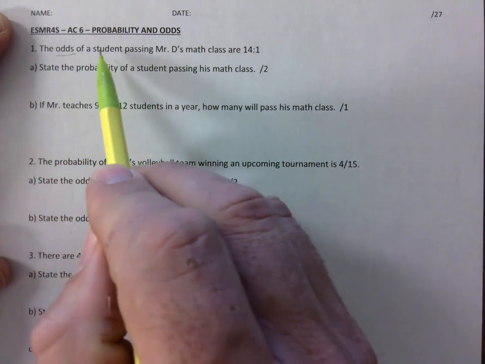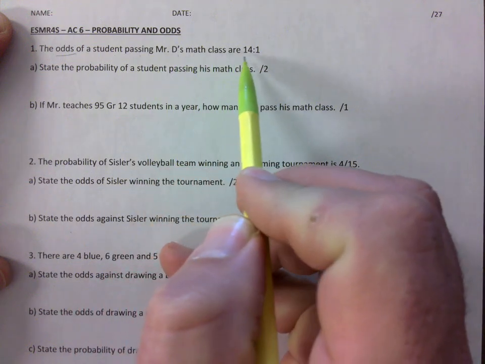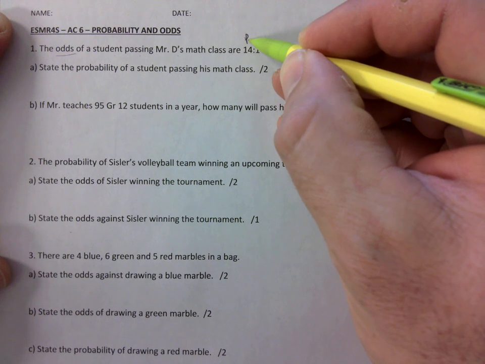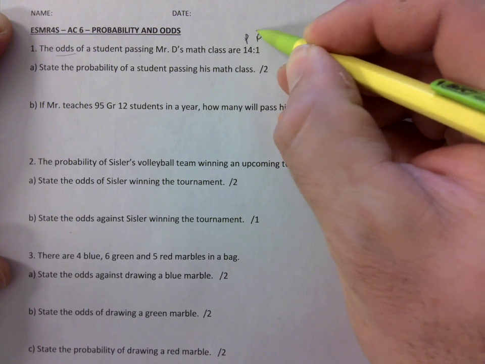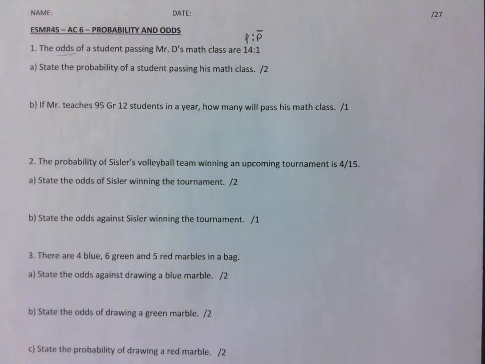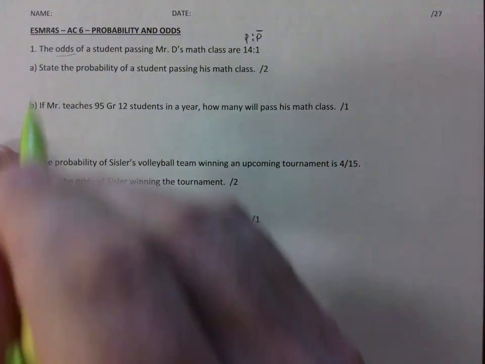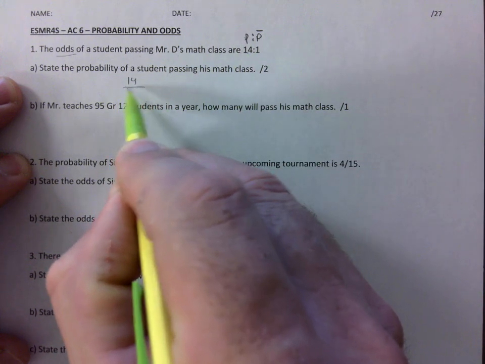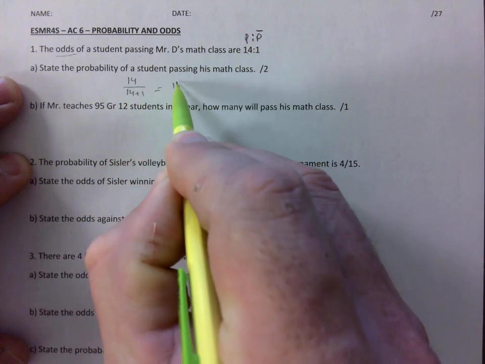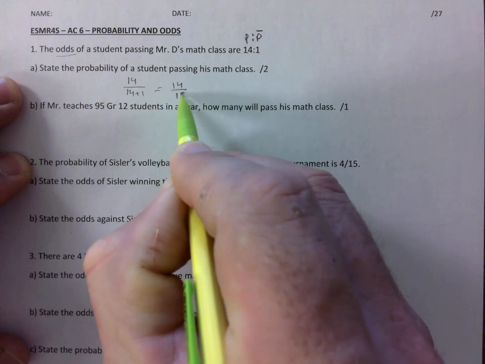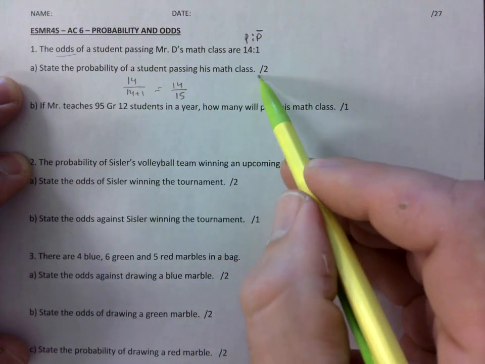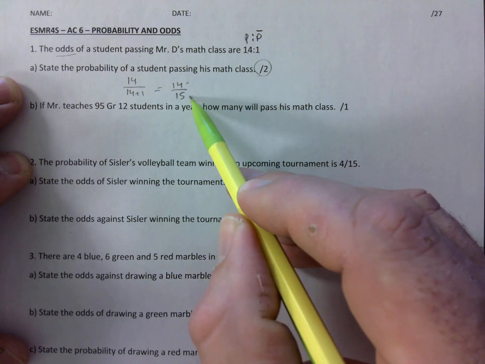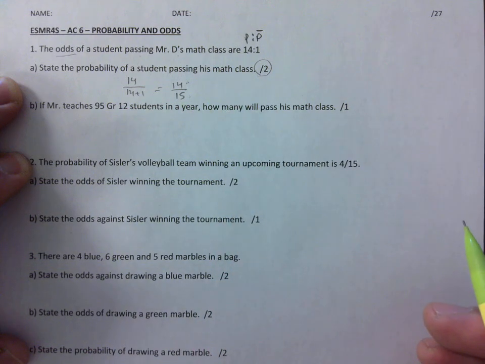So the odds of a student passing Mr. D's class are 14 to 1. The way it's written, that tells it that this represents the instances of passing. Therefore, this is not passing, right? Just the way it's written. State the probability of a student passing. So you would go 14 over 14 plus 1. So it's 14 over 15. The reason I'm going to give you 2 marks today is I'm going to give you 1 for each number. Okay? So if you have 14 out of 15, you get 2 out of 2.